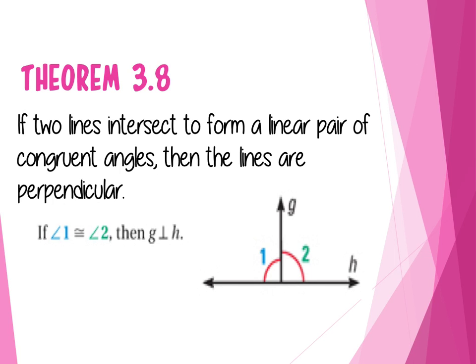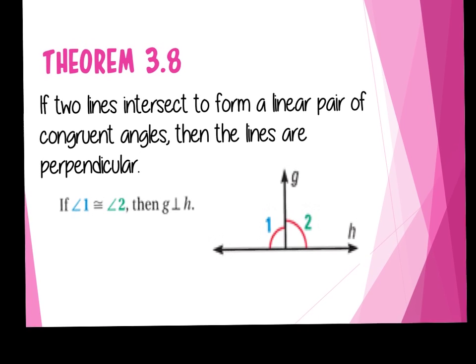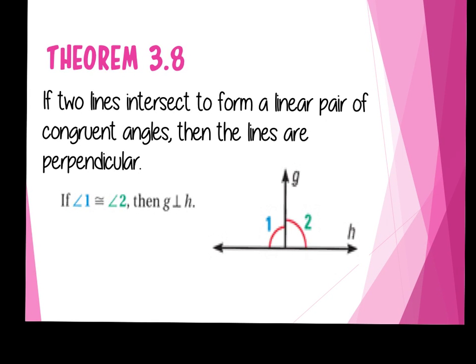If two lines intersect to form a linear pair of congruent angles, then the lines are perpendicular. So if I have a linear pair of angles, which means they form a line, right? And they are congruent, this should make sense, right? What's true about a linear pair?